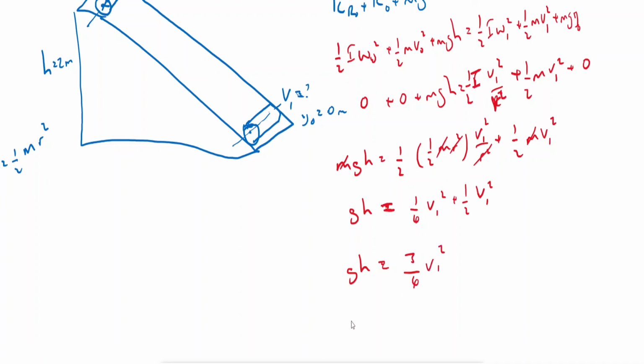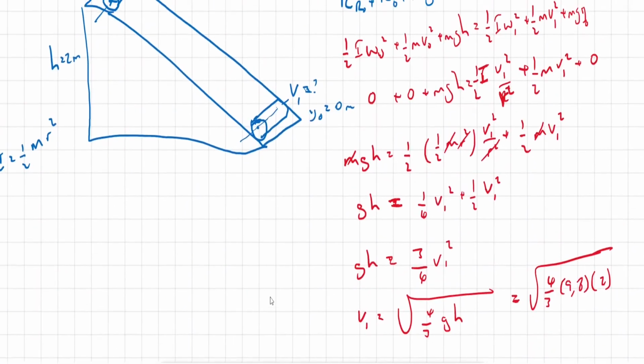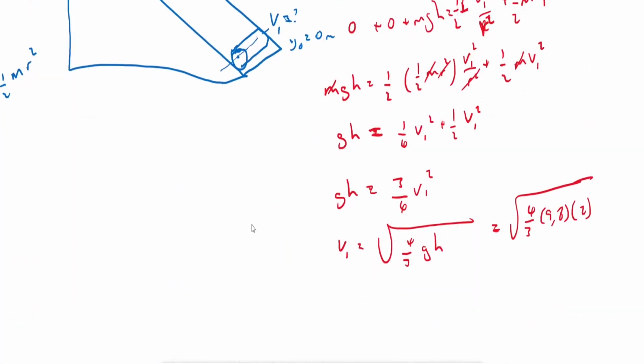Okay, and then basically v1 is just the square root of 4 over 3 gh. I gave you the height, so this is just 4 over 3, and then g is 9.8, and then h is 2 meters, and then you can actually find what the speed is going to be. You can see here, because it's rolling downwards, it's going to gain some velocity. So v1 is going to be equal to 5.11 meters per second.